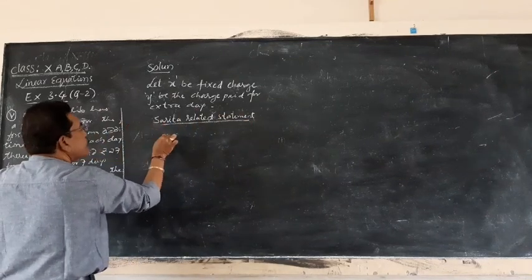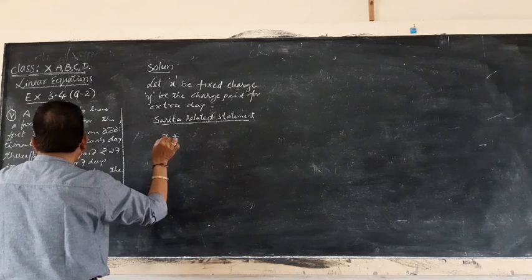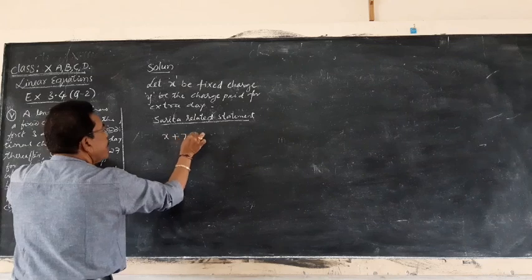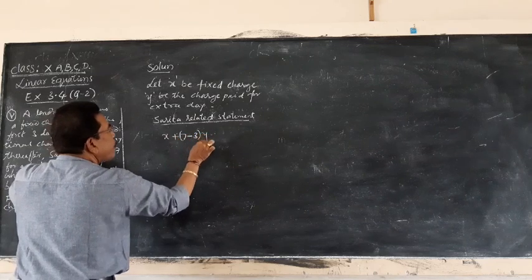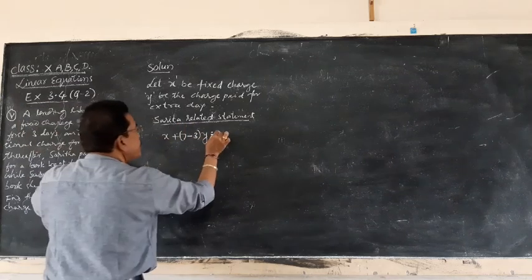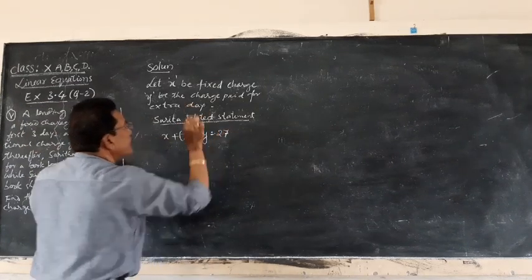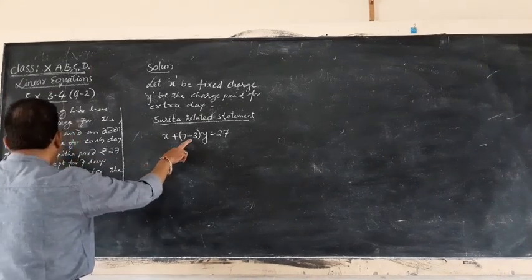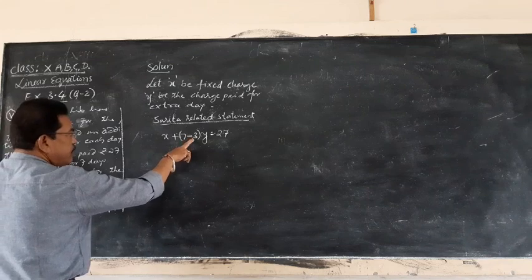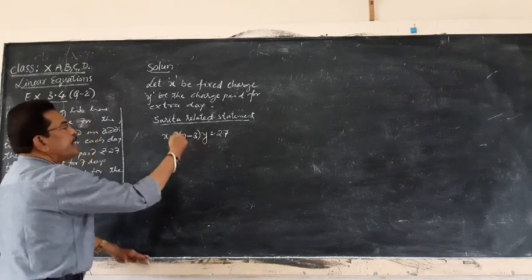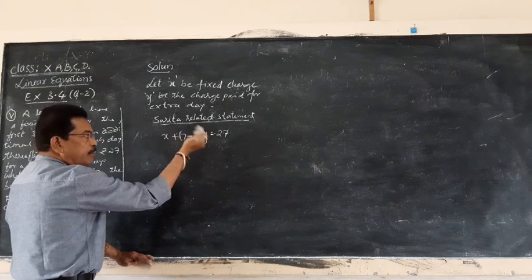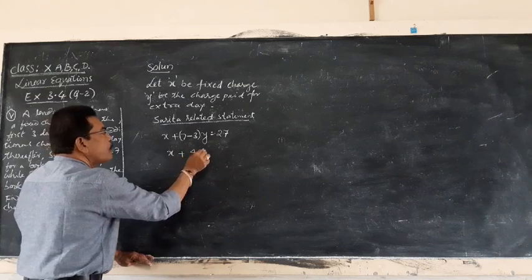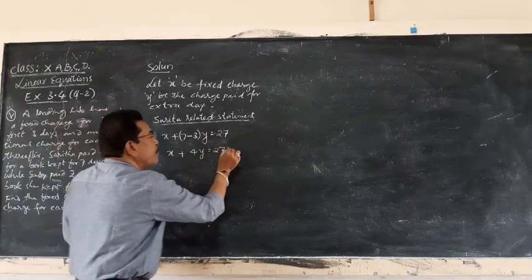That is x plus, she paid for how many days? 7 minus 3, y equals 27. Why minus 3? Because the first 3 days have a fixed charge. We have to charge for another 4 days. So x plus 7 minus 3, that is 4y, equals 27. Equation 1.